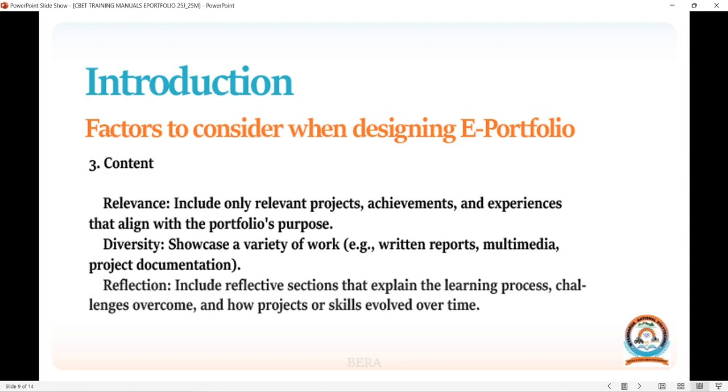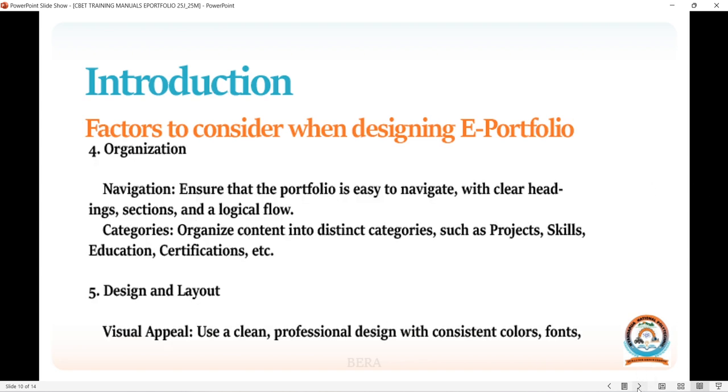And then showcase a variety of work. That is, you can upload written reports. I've said about that. That is assessment reports, pictures, and even documentation of the project if you have any. And then also include reflective sections that explain the learning process, challenges overcome, and how projects or skills evolve over time. So those are the factors to consider when you are creating your content.